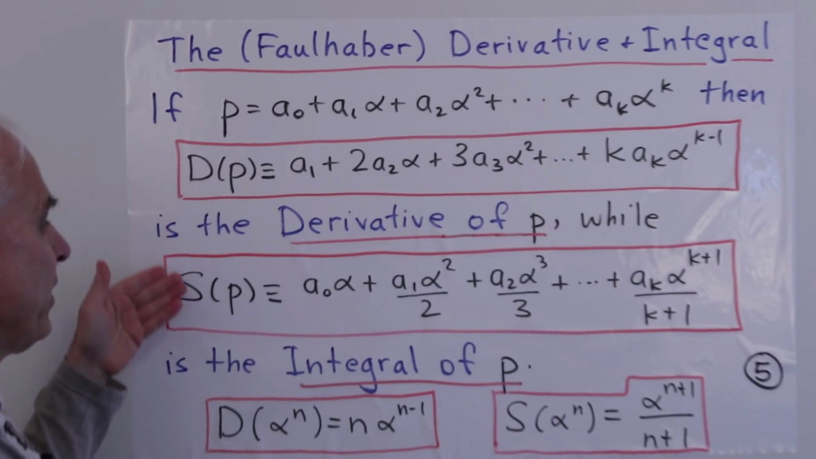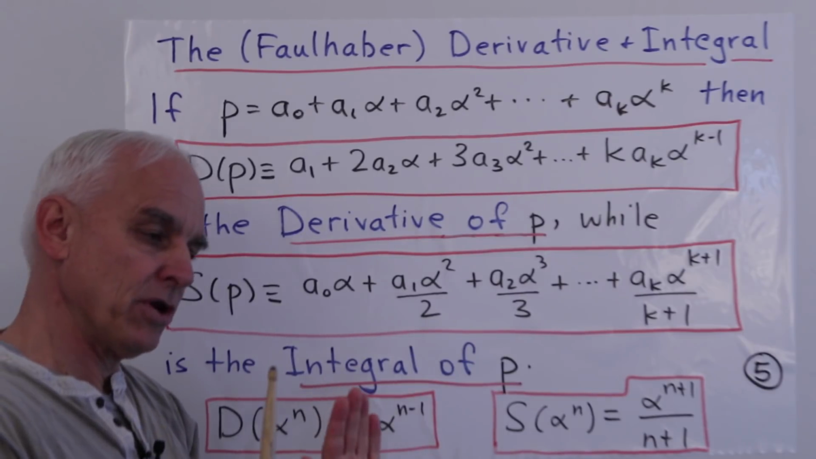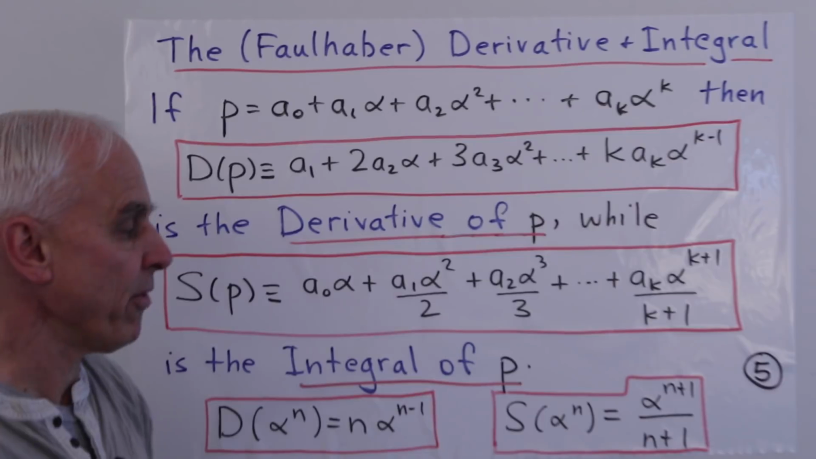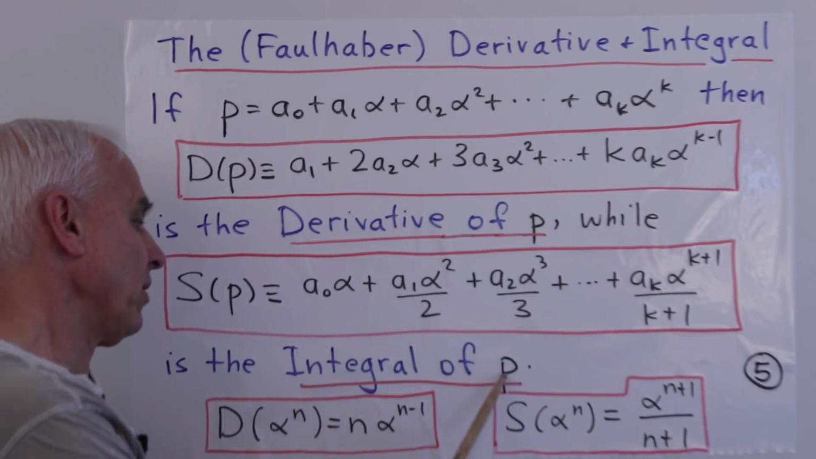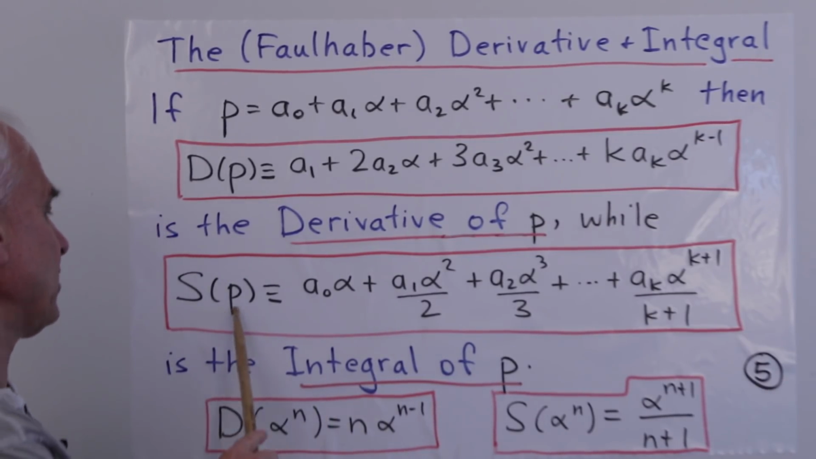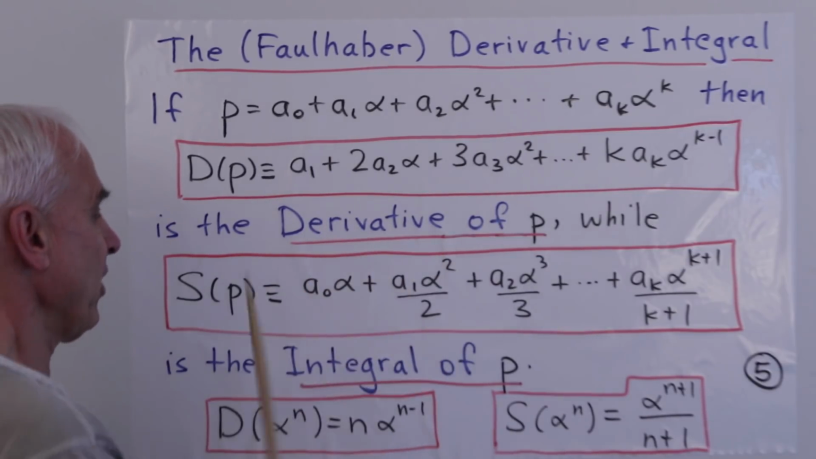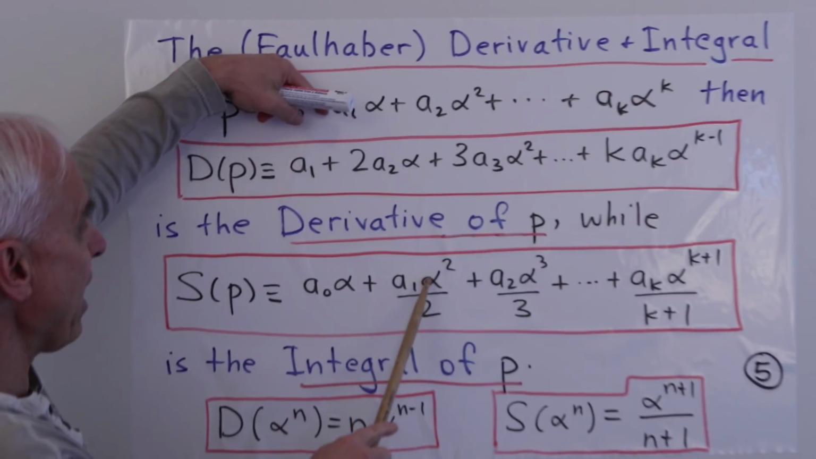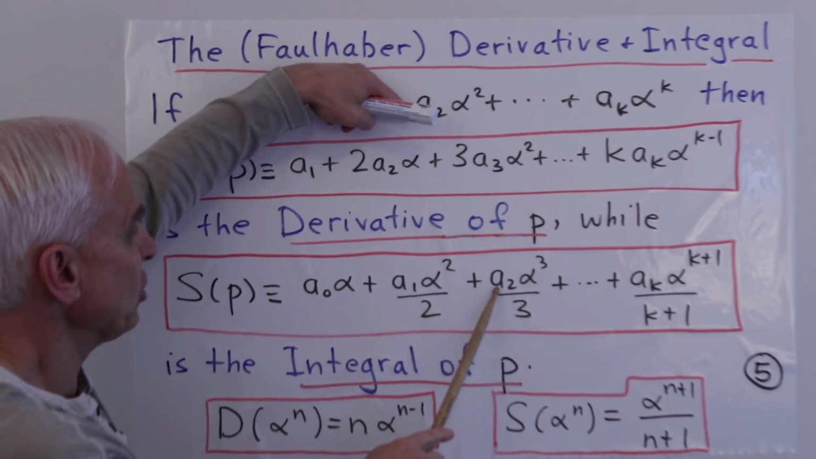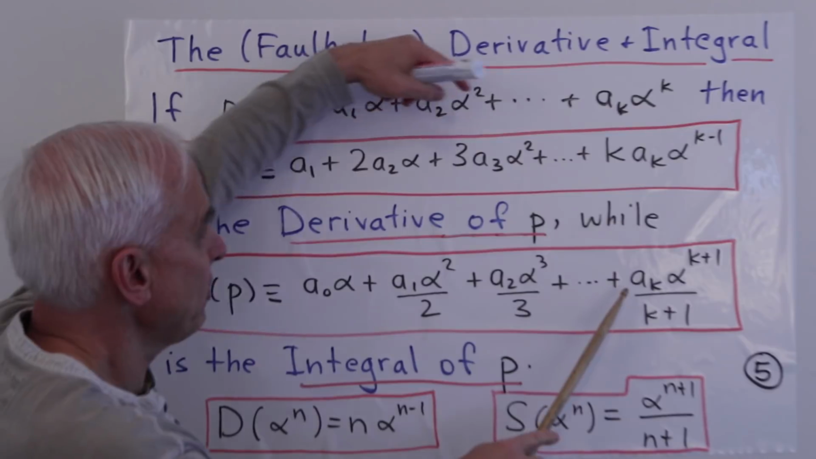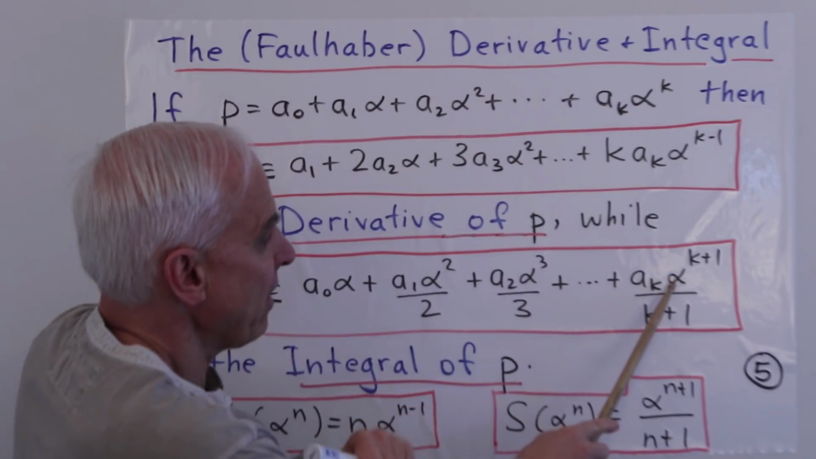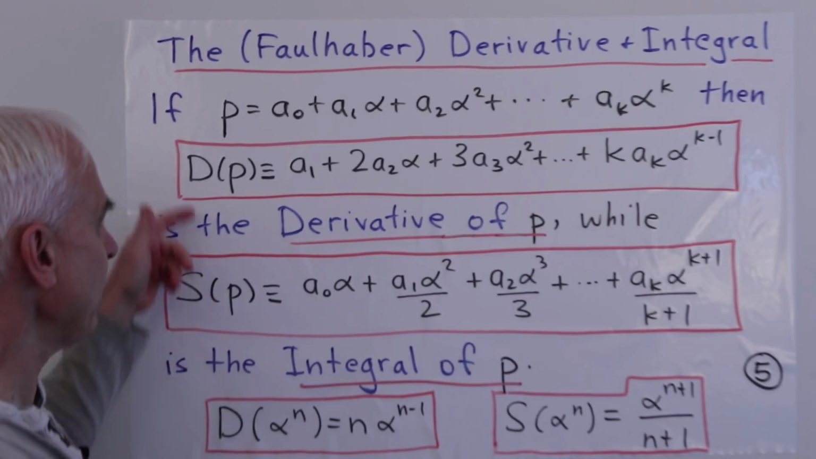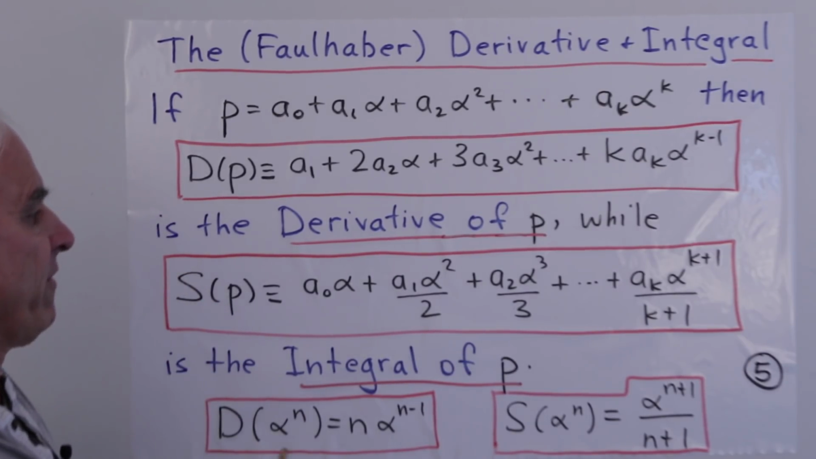Okay, now the inverse operation, again purely at a formal level, is the S operation, capital S operation, which we're going to call the integral of p. And S of p is a0 times alpha plus a1 alpha squared over 2 plus a2 alpha cubed over 3 all the way up to a sub k alpha to the k plus 1 over k plus 1. It's the inverse operation of this in some reasonable fashion.